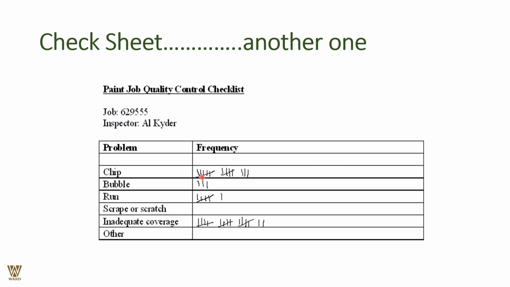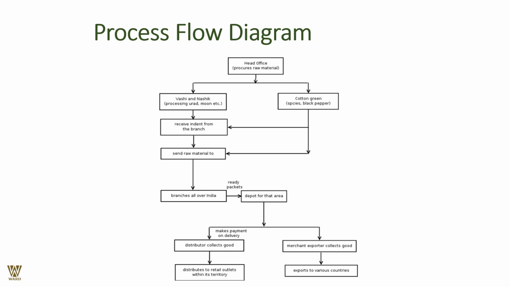So if you look into it, this is 5 plus 5, 10 plus 3, 13. Or this is 1, 2, 3, that means 15 plus 2, 17. So it becomes much easier to understand a checklist. The simple example is paint job quality that we are looking into. What are the problems? What are the bubbles? What are the runs that come around it?